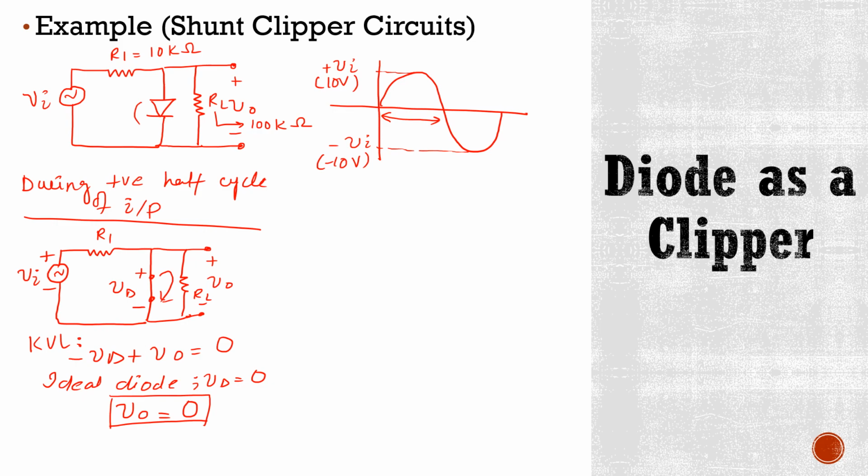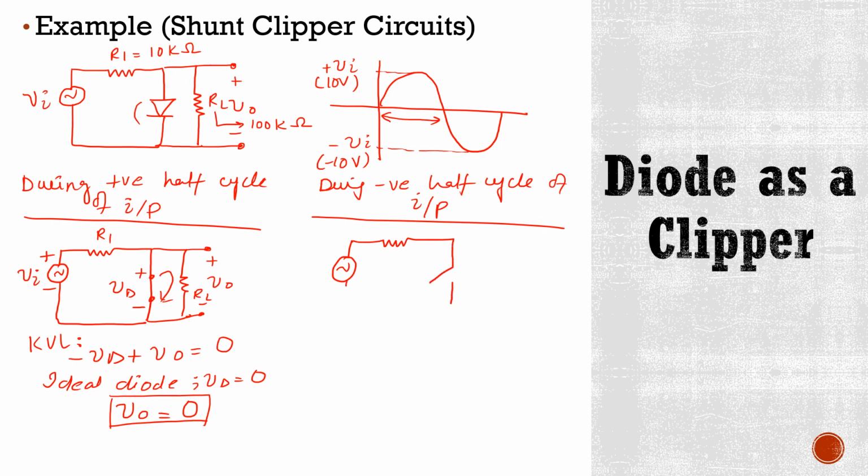Okay, now what would happen during the negative half cycle of input? During the negative half cycle, this diode will be off. So now this circuit will look like this, where we have V0 here, and here it is R1, and this is negative now, this is positive, and this is VR.